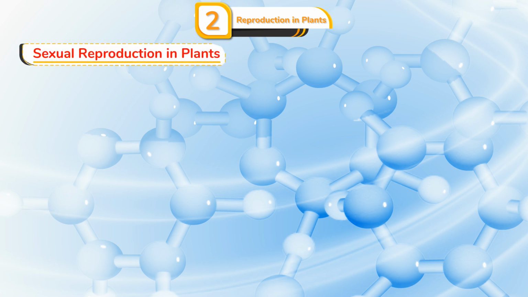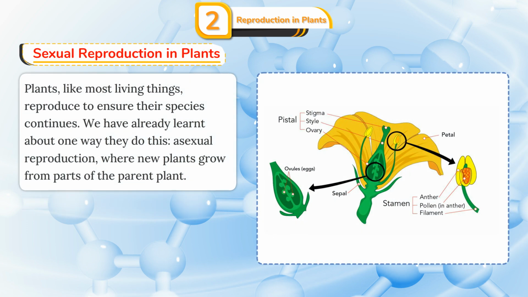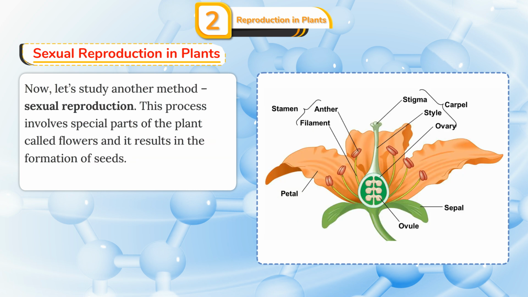Sexual reproduction in plants. Plants, like most living things, reproduce to ensure their species continues. We have already learnt about one way they do this, asexual reproduction, where new plants grow from parts of the parent plant. Now let's study another method, sexual reproduction. This process involves special parts of the plant called flowers, and it results in the formation of seeds.